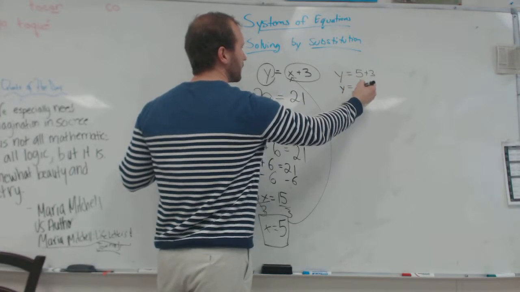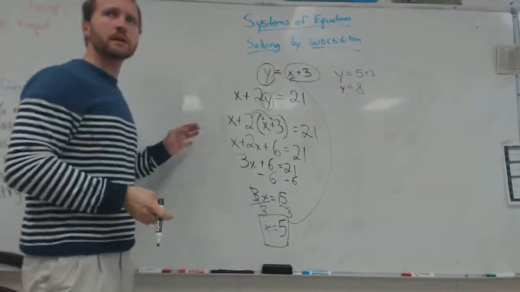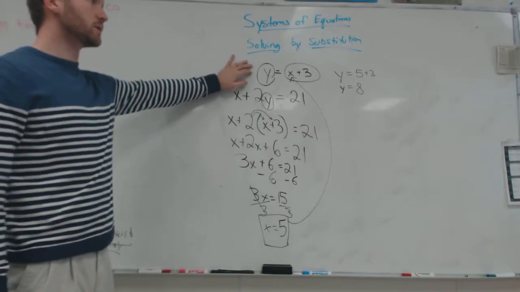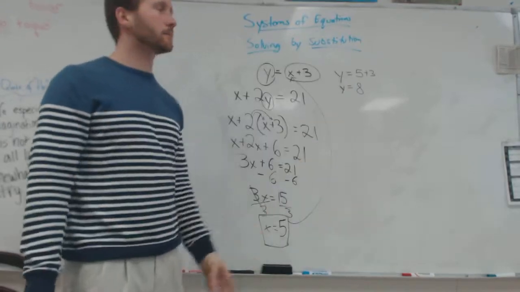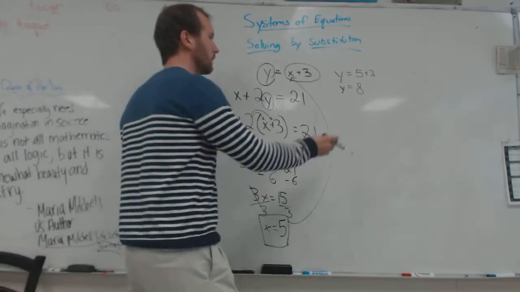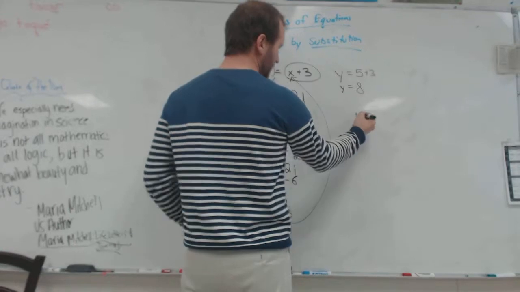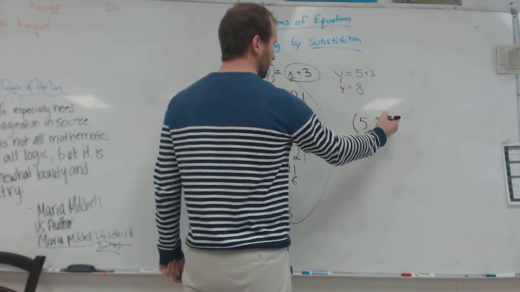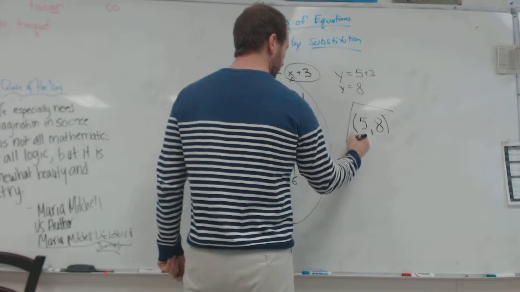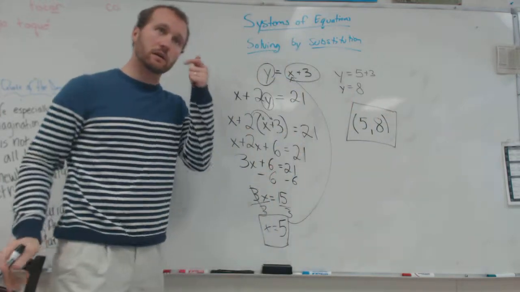Y equals 8. And this second step is usually going to be easier, especially when we're doing substitution. The second step is just going to basically be adding. So all we have to find is just the parentheses thingy. So now x is 5, y is 8. So that's your answer right there.